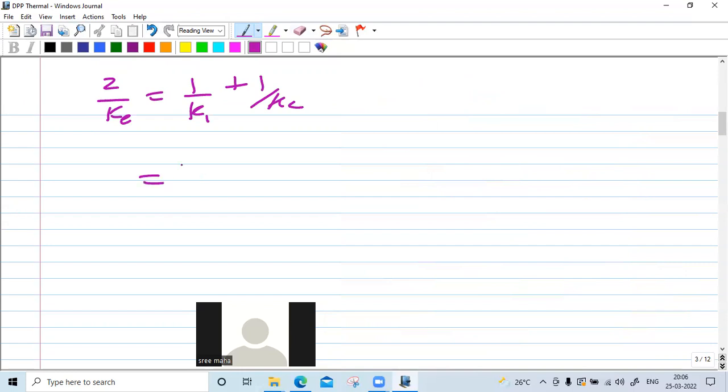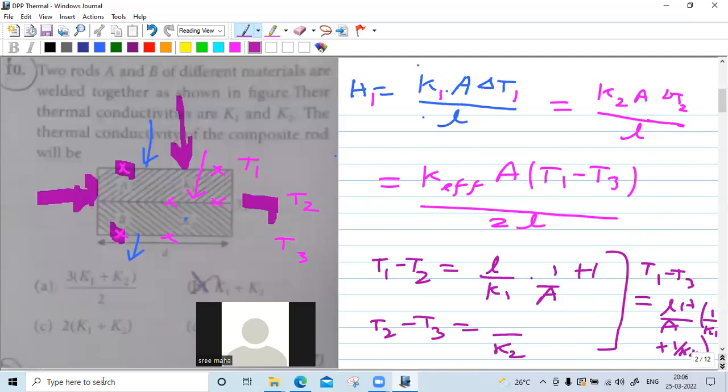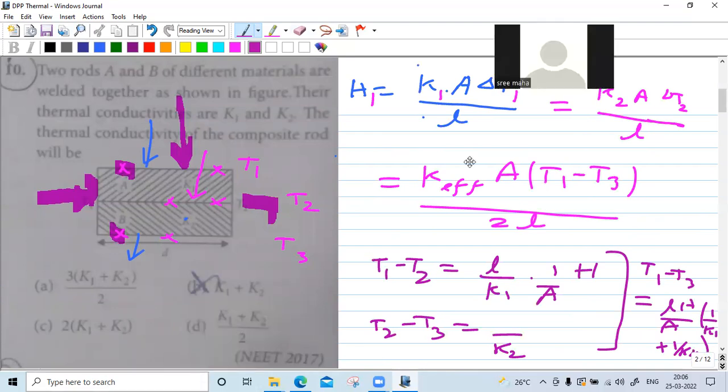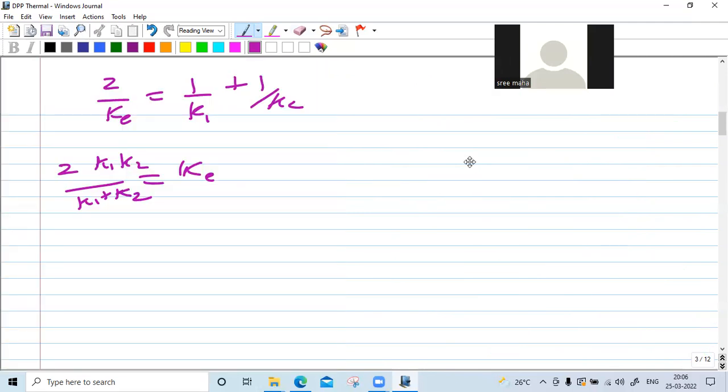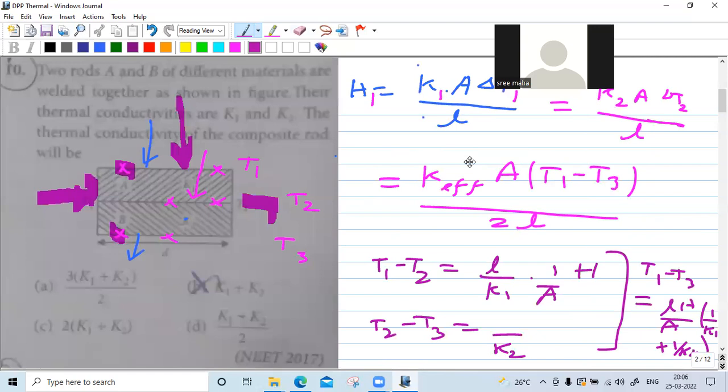So from this we get K effective as 2 times K1 K2 by K1. This is the answer. K1 K2. Okay, then we have to assume it's from left to right.